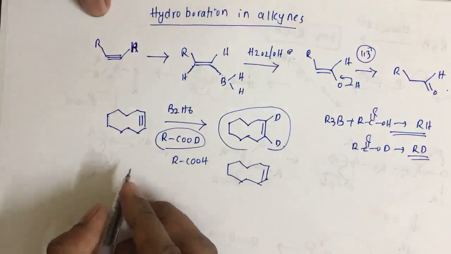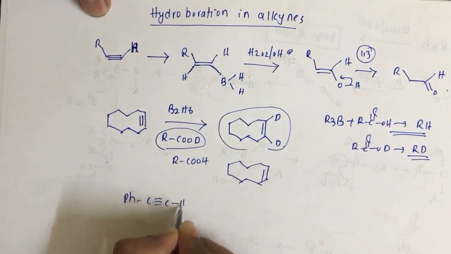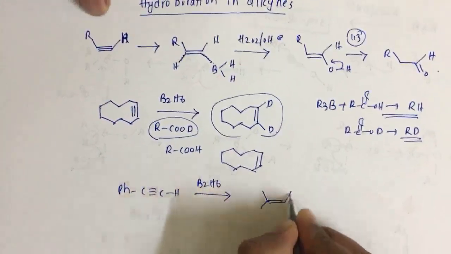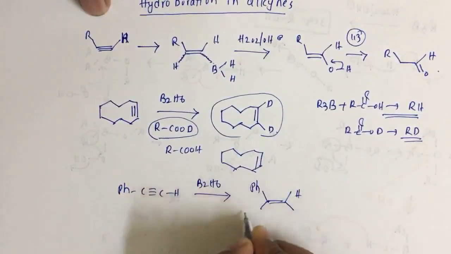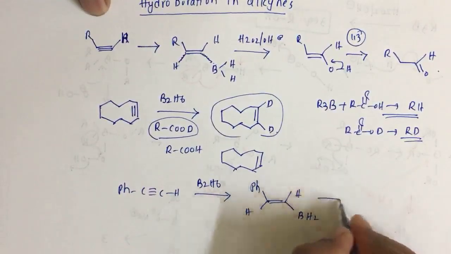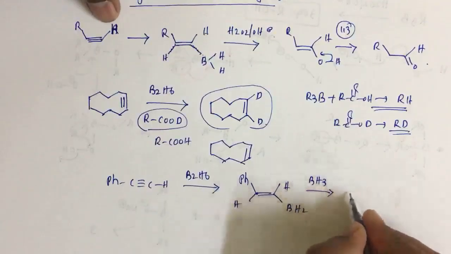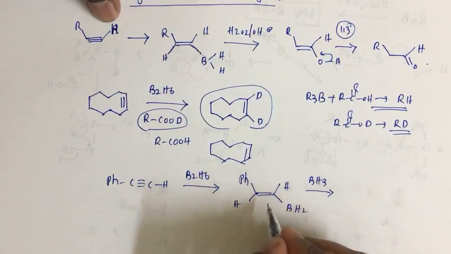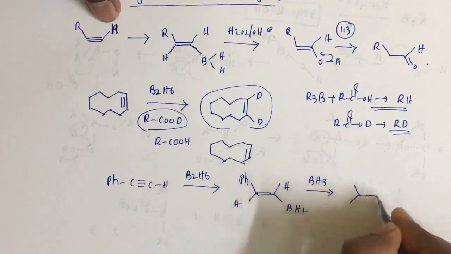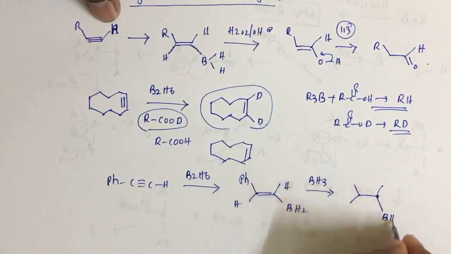Then, even Ph-C triple bond-CH, if you treat this one with B2H6, here H, Ph, H and BH2, and further you can also treat this one with one more BH3. Because one more double bond is there, you can treat with one more BH3. In that case, boron attacks the carbon where boron is already there.